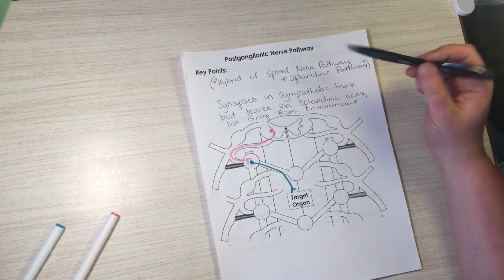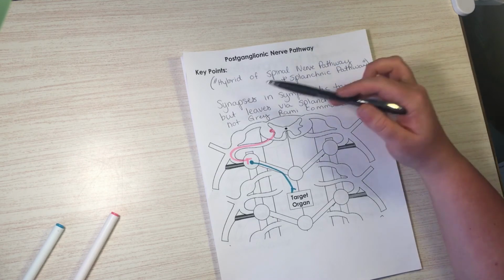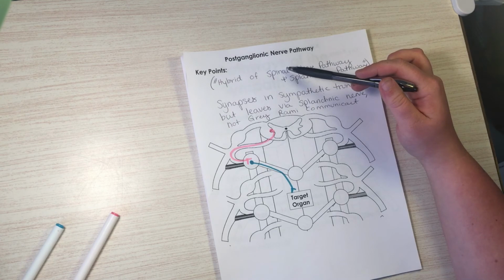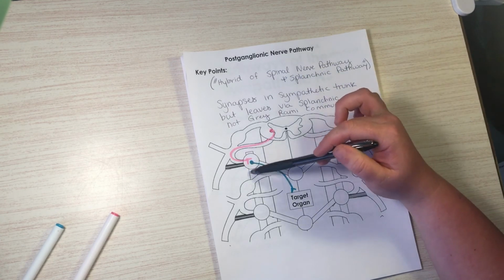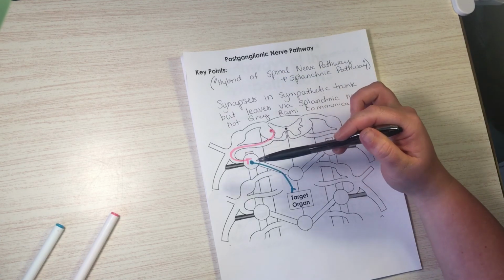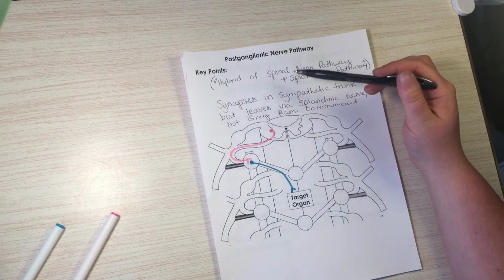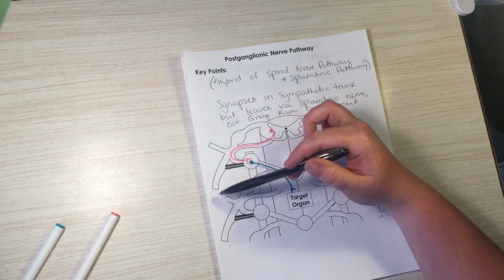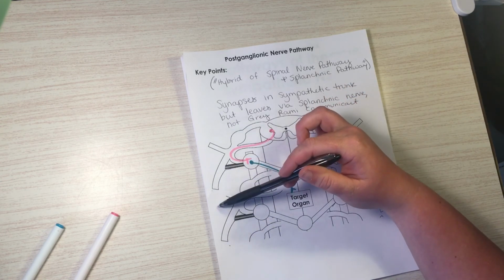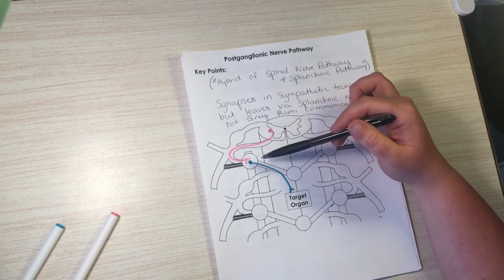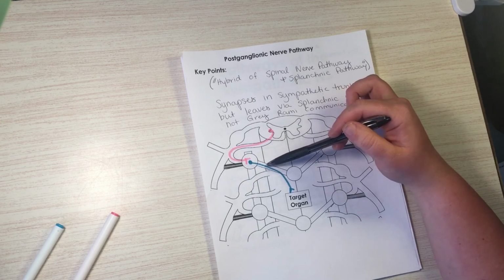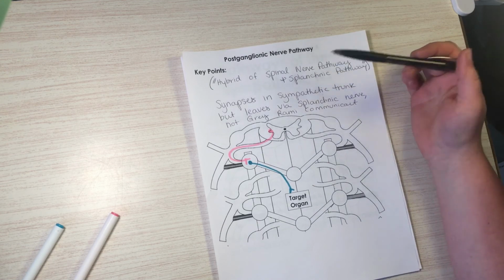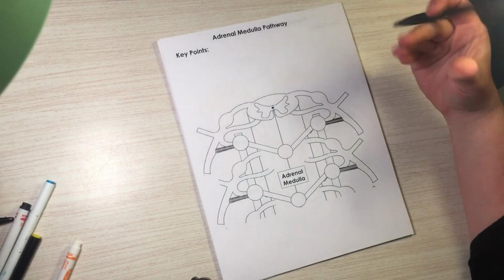So I like to think of the postganglionic nerve pathway as a hybrid of the spinal nerve pathway and the splanchnic nerve pathway. It's similar to the spinal nerve pathway because it synapses in the sympathetic trunk, just like the spinal nerve pathway did. But in the spinal nerve pathway, our postganglionic neuron left via the gray rami communicantes and rejoined the spinal nerve, whereas here, the postganglionic neuron leaves via the splanchnic nerve, just like the splanchnic pathway. So that's why it's kind of a mix of both.